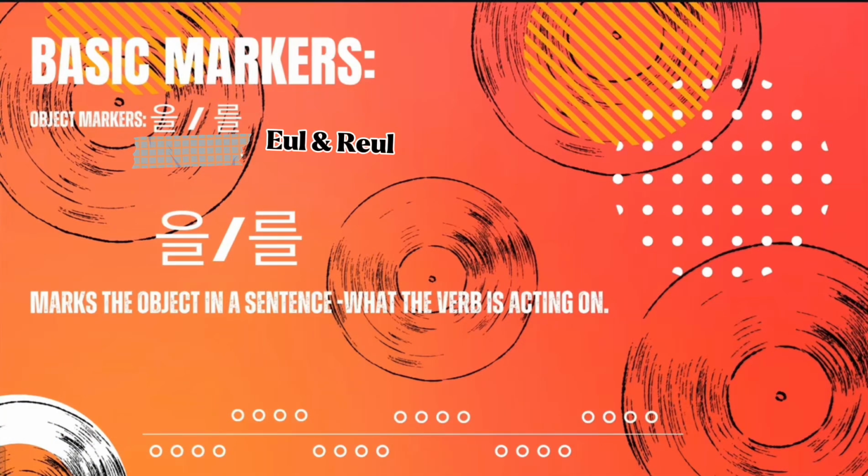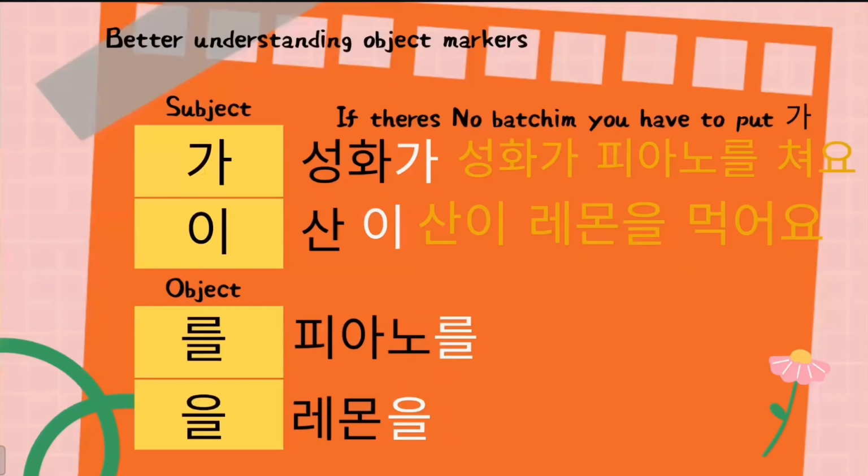Basic markers: object markers, eul and reul. Object markers mark the object in a sentence, what the verb is acting on. Better understanding of object markers: as shown here, when using object markers, you would put them on the object, but you would still put the subject marker on the subject. For example, we have the subject markers ga and i, and the names Sangwa and San. And then we have the object markers reul and eul, and the objects piano and lemon.